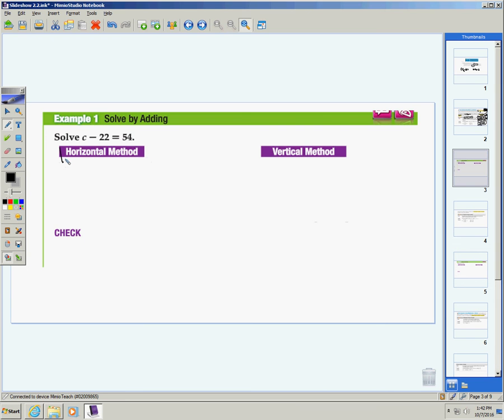How to solve this equation, just go ahead and cross out this horizontal method. We're not going to worry about that method because the way I'm sure all of you have been taught is the vertical method, so I'll just stick with that. So we've got this equation, c minus 22 equals 54.